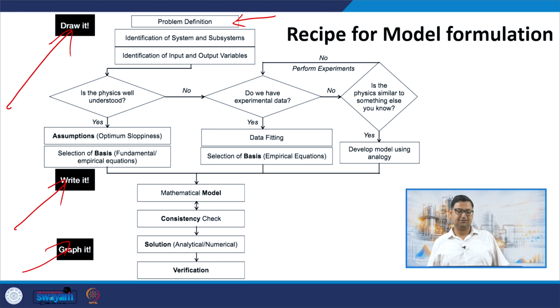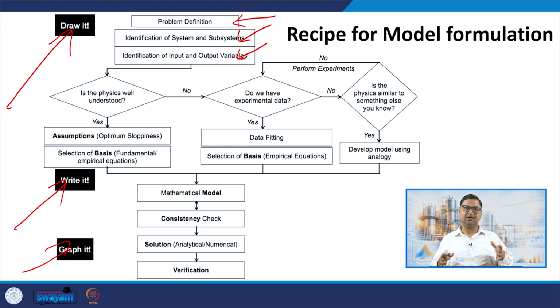The next step, as I said, is to do an analysis and figure out what is the system and what are its subsystems, right? And accordingly, we have to figure out what are the input variables and the output variables in that particular system. This I can do without even thinking about what kind of physics I am going to apply on this. Just by reading of the problem, we should be able to define the problem, we should be able to identify the systems and subsystems, and we should be able to identify the input and output variables, right?